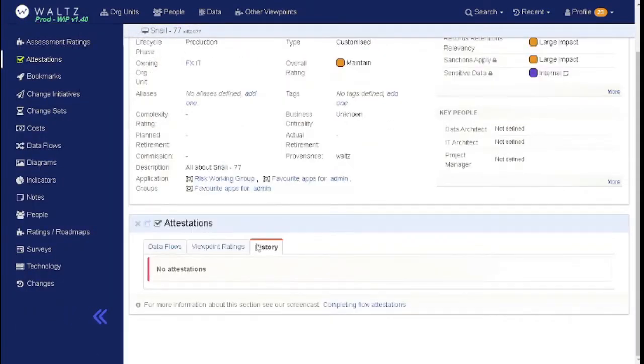And then again, more importantly, we have the history. So if an application has been attested, you'll see what type of attestation it is. So is it a data flow or is it a viewpoint? And when was it last done and by whom? Again, it gives that level of accountability, granularity, and a view that everyone knows who in your organisation said, this is complete.